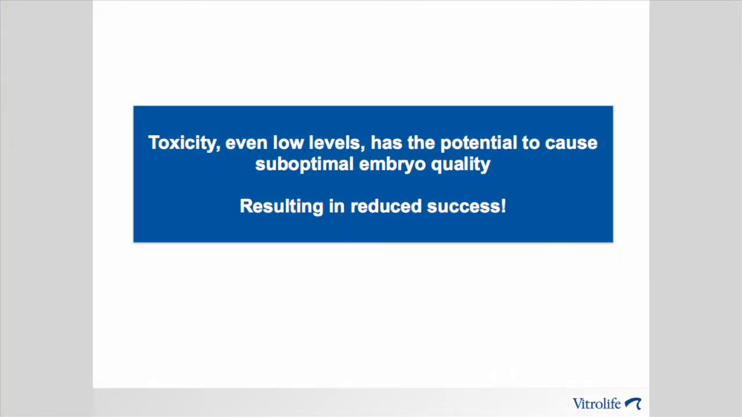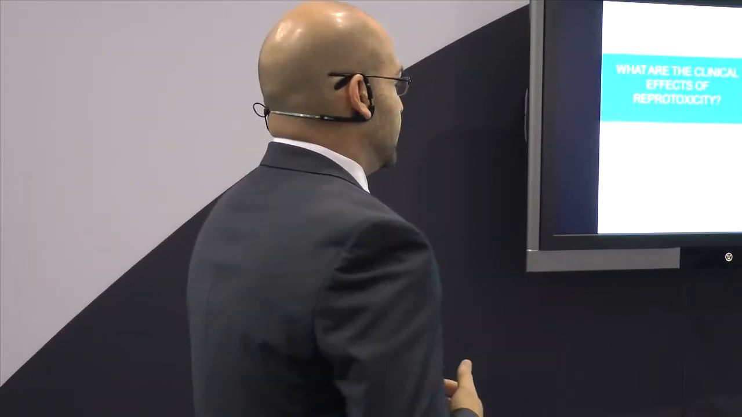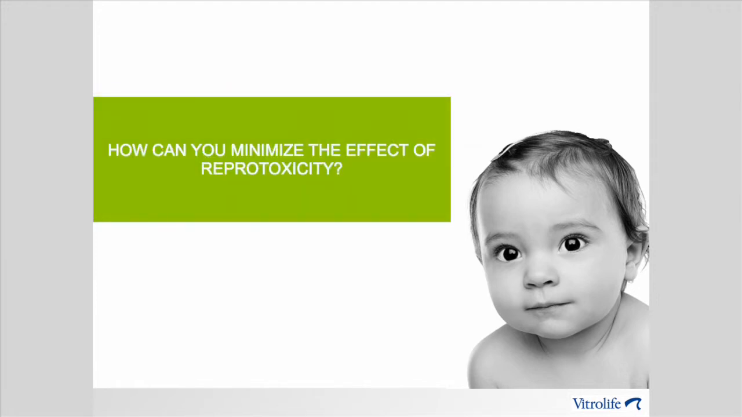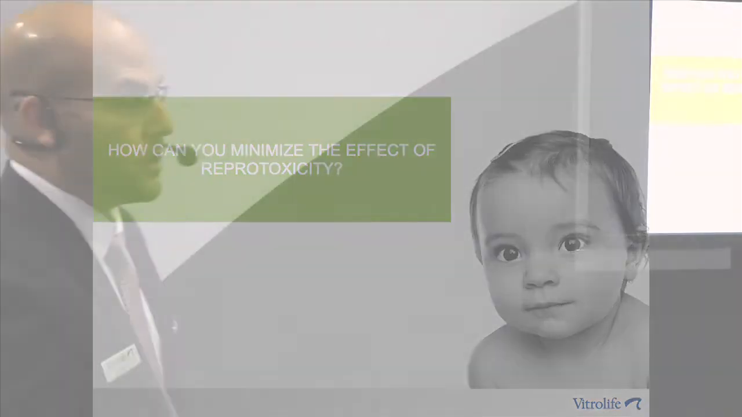So, toxicity, even at low levels, has the potential to cause suboptimal embryo quality. And really, what we're talking about is the reduction in the success that you can have clinically. So I leave with a couple questions here. What are the clinical effects of this reprotoxicity? And what are you willing to accept in your own laboratory? And secondly, how can you minimize the effect of the reprotoxicity? And that's something that we should be concerned about, because we need to go through the process of selecting raw materials and make sure that we have the best quality materials with the most consistency possible, so you can eliminate this as a variable from your assay.